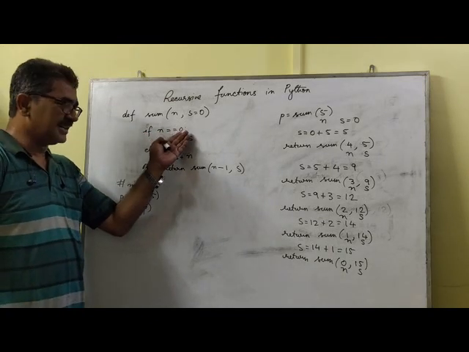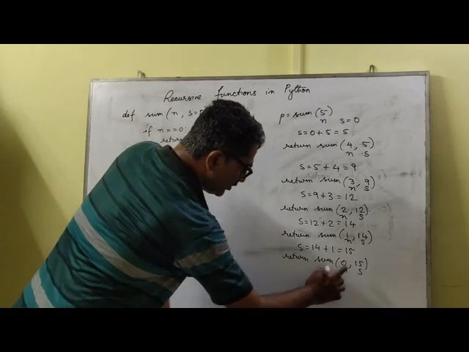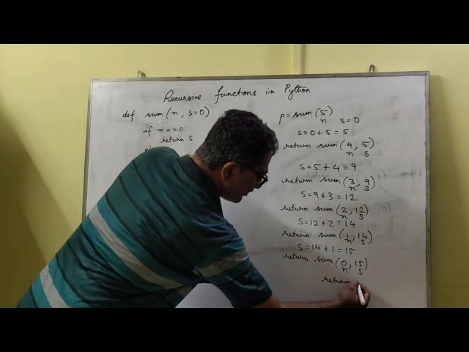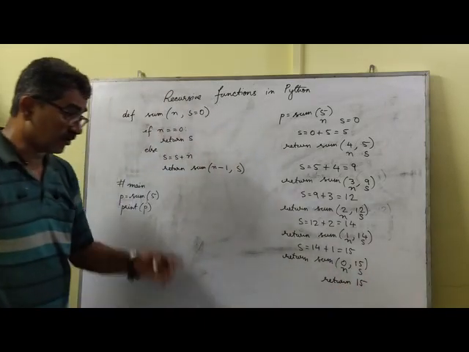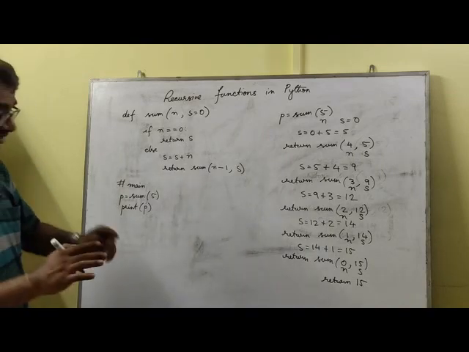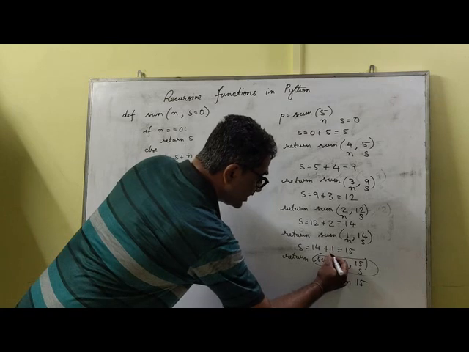When the value of n is 0, return s. So here the value of n is 0, so it's going to return s. And here the value of s is 15, so it's going to return 15. Now where is it going to return 15? To the place where it was called. Where was it called? It was called out here. So this 15 gets returned over here.